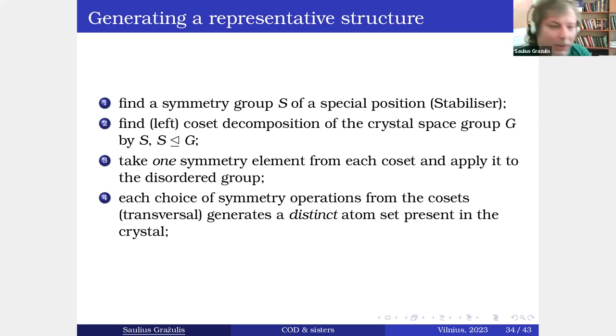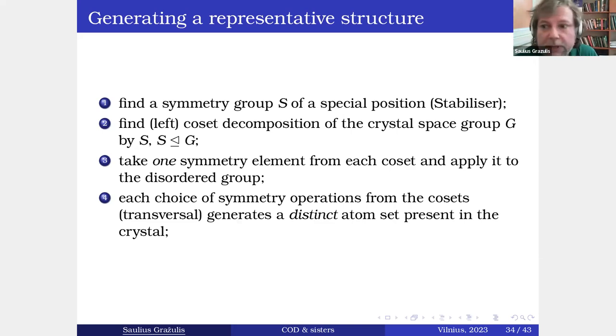And the algorithm, I cited it once more, and when you look at the slides, you will see that it's similar to the molecular reconstruction algorithm, but it's slightly different. So again, we find a symmetry group of a special position on which the disordered group rests. Unfortunately, the current data specification doesn't give us the information which special position the group is disordered around.